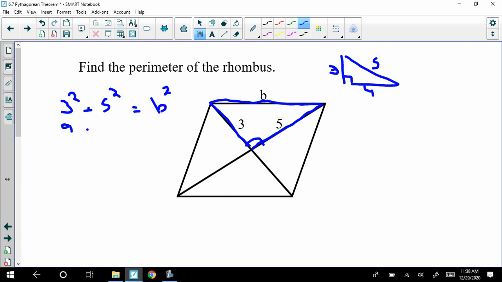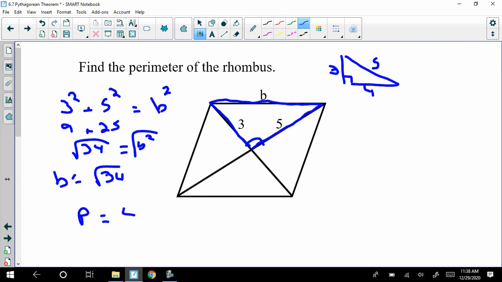Right, so we have 9 plus 25. So that is 34 is b squared. Take the square root. So b is the square root of 34. Think about 34. Does it simplify? Well, 34 isn't divisible by 4. It's not divisible by 9. So it doesn't simplify. So if b is square root of 34, we have 4 sides. So the perimeter is just going to be 4 times square root of 34. And that would be my answer.